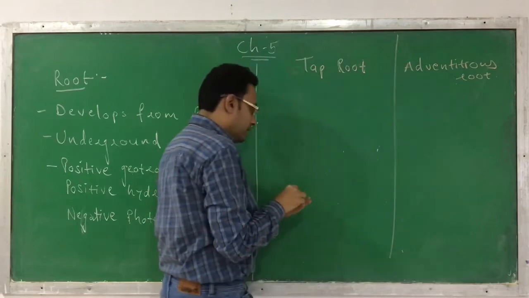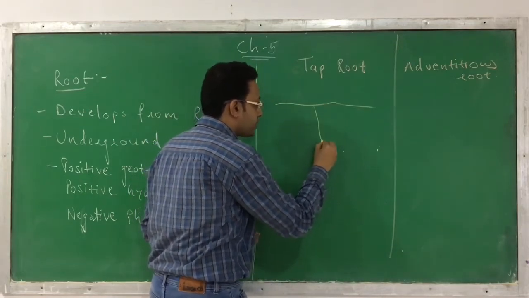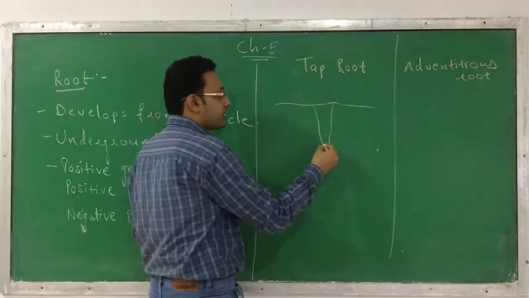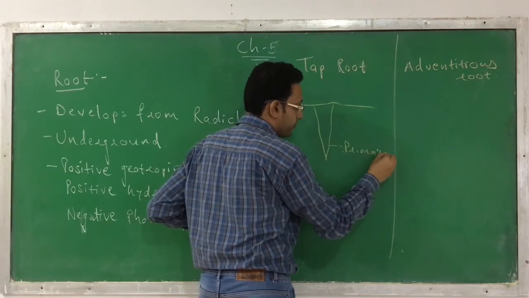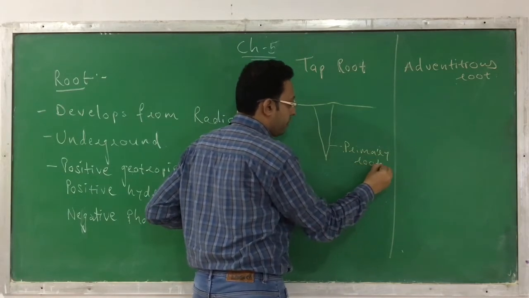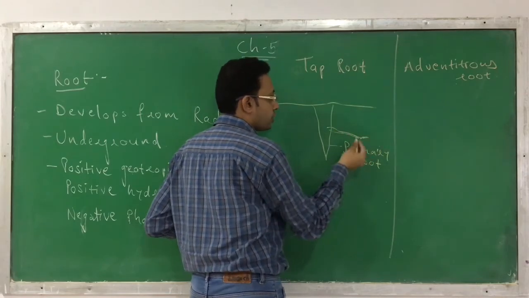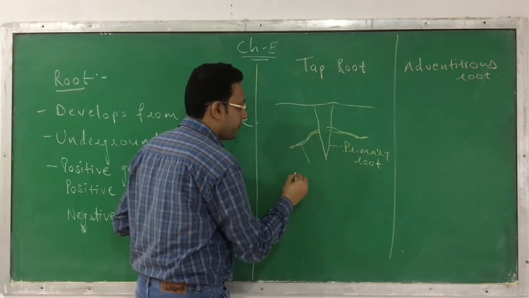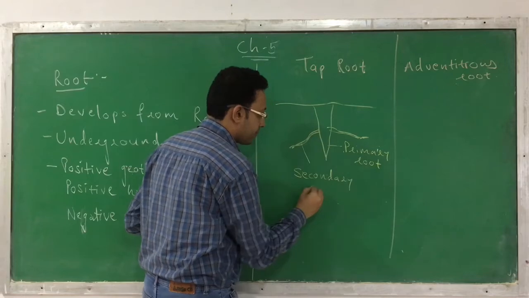Clear? So what is a taproot? Assume that this is the soil, and this root is going to be developed from a radicle. This is the root which is going to be developed from the radicle. It's called the primary root. From this primary root, its branches are going to be developed. The roots which are developed from the primary root are called secondary roots.